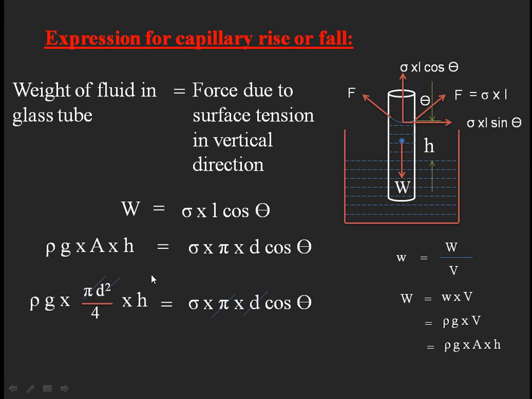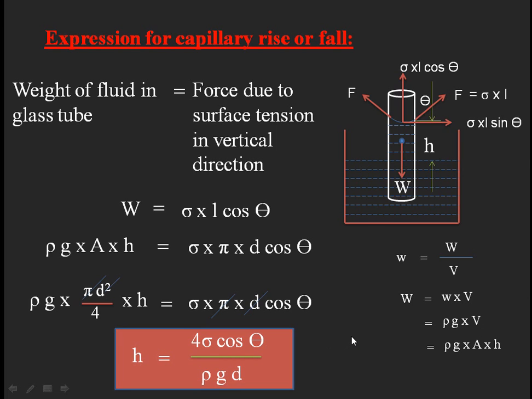So finally, by keeping h on the left side and taking all the remaining terms to the right side, we'll be getting h is equal to 4 sigma cos theta by rho g d. 4 comes here, 4 sigma cos theta by rho g, and this remaining d. So this is the equation we can derive for the capillary rise or capillary fall. Even if you analyze the capillary fall, you will get the same equation. So this is the final expression for the capillary rise or capillary fall, which is equal to 4 into surface tension cos theta by density into gravitational acceleration into diameter of the glass tube, the known diameter of the glass tube.